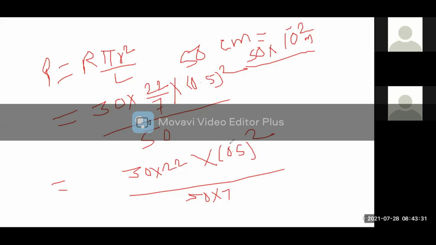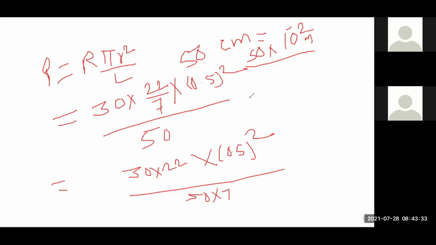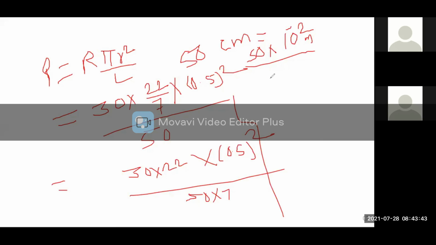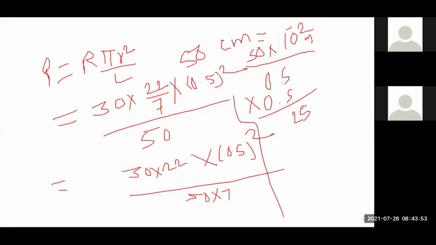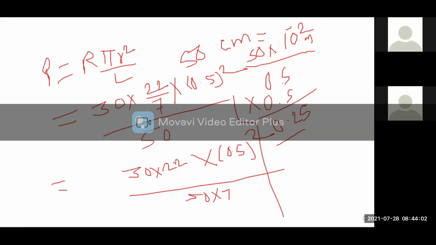What is the square of 0.5? 2.5. Is it correct? 0.25. Okay. So 0.5 into 0.5, I will do in front of you. See here, 0.5 into 0.5. What will you get? 5 fives are 25. After the decimal point, 2 digits are there, so we'll get here 0.25. And then multiply this 0.25 by the 22 and 30 and then divide by 350.